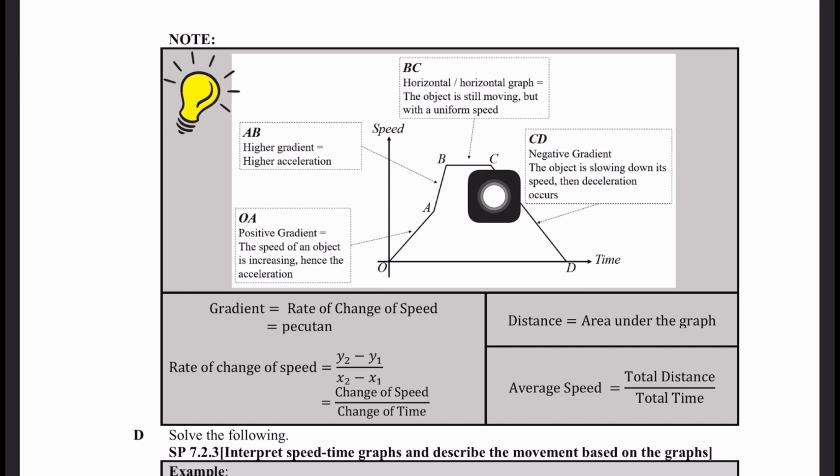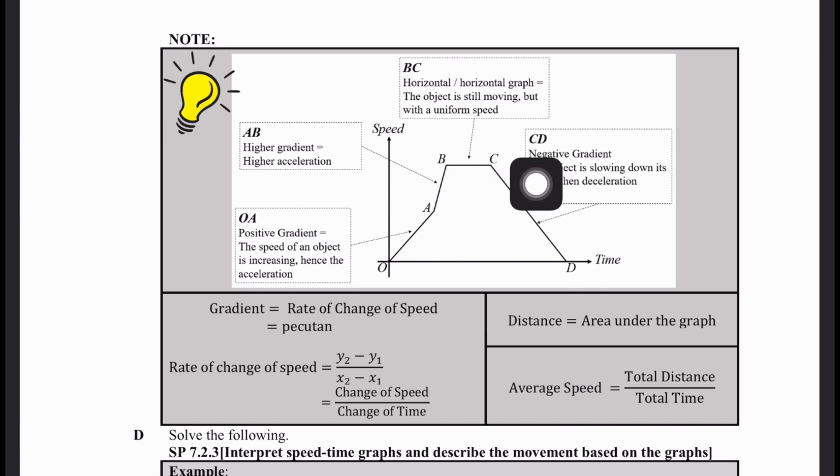Kalau kita dalam previous graph, which is distance time, kalau dia macam ni, maksudnya dia berhenti, betul? Itu distance time. Kalau speed time, kalau macam ni dia masih bergerak, tapi constant ataupun uniform speed.